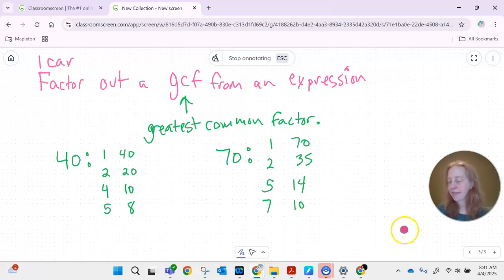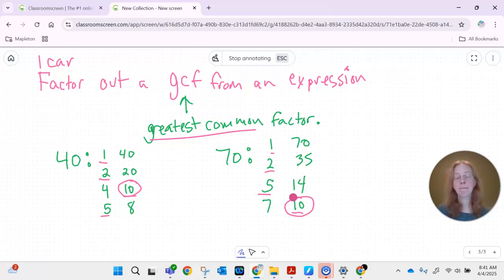Okay, so now I've got the factors for both, and I'm looking for the greatest common factor. Now, a common factor is a factor that's in both. So like 1 is in both, and 2 is in both. But is that the greatest common factor? Let's see, 5 is in both, and 10 is in both. So the greatest one is going to be 10. So between 40 and 70, my greatest common factor is 10.